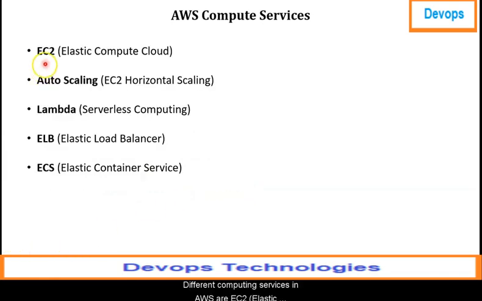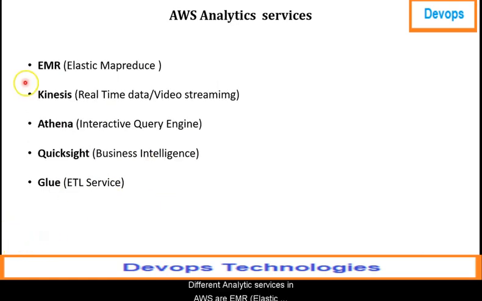The different AWS compute services are EC2, Elastic Compute Cloud, Auto Scaling, EC2 Horizontal Scaling, Lambda, Serverless Computing, ELB, Elastic Load Balancer, ECS, Elastic Container Service. Different analytics services in AWS are EMR, Elastic MapReduce, Kinesis, Real-Time Data and Video Streaming, Athena, Interactive Query Engine, QuickSight, Business Intelligence, Glue, ETL Service.